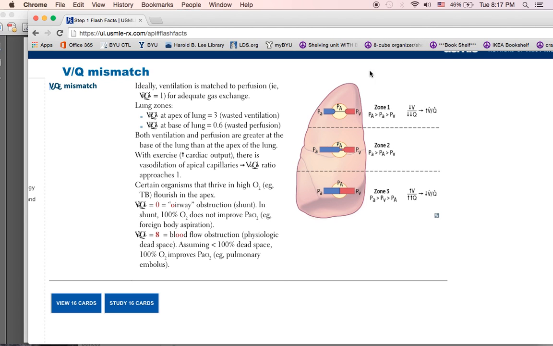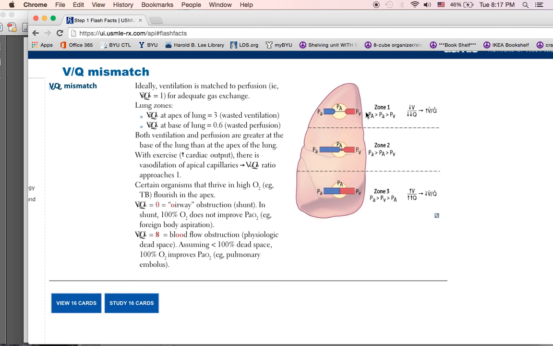Okay, so here we have a lung. We have zone 1, which is near the apex, zone 2, which is near the middle of the lung, and zone 3, which is the base of the lung. Now, in the lung, these aren't defined zones. They're not anatomical zones, they're physiological zones, and the size of the zones can vary depending on the condition.